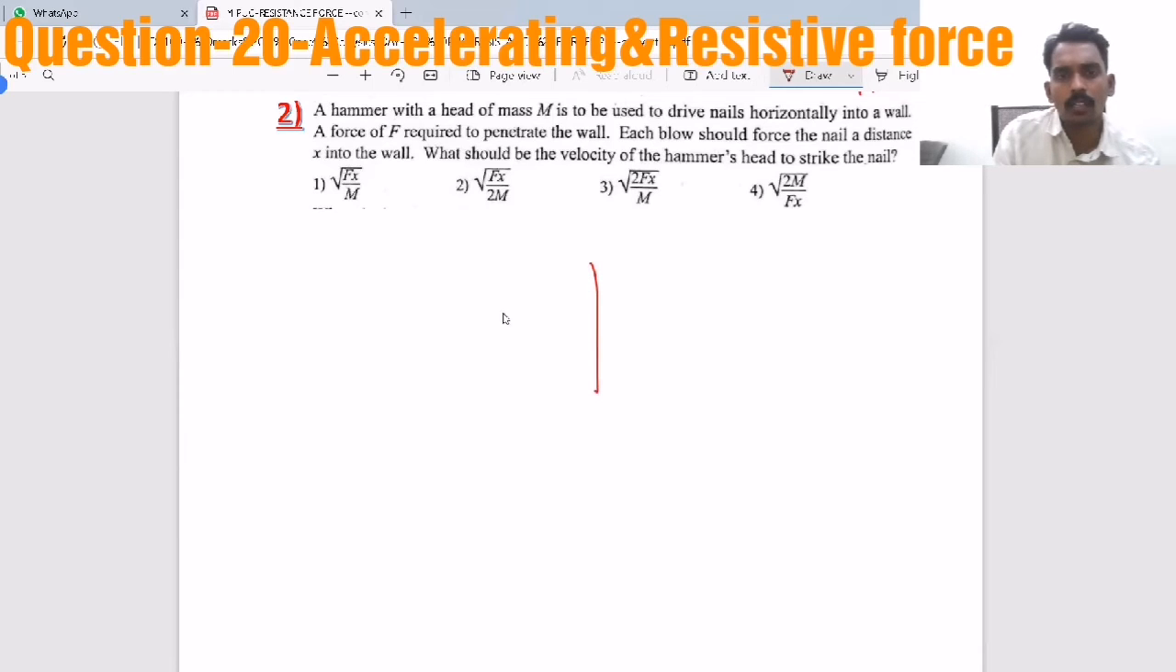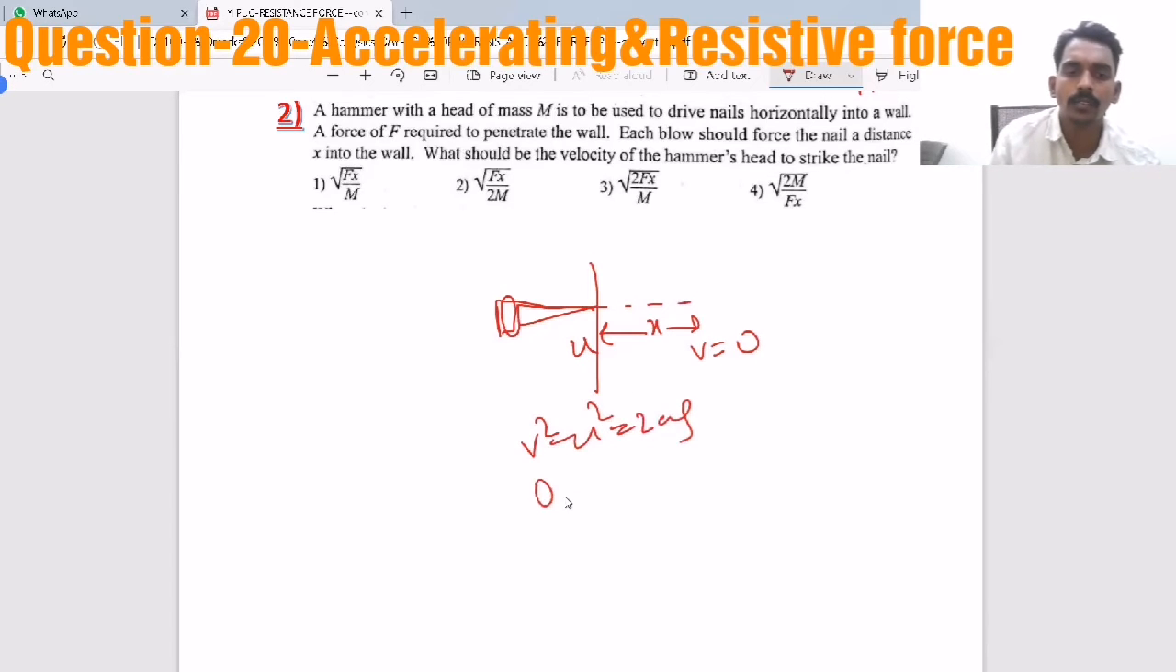See, suppose this is the wall. Now, this is the nail. Now, it should go inside by some distance x. Here the velocity is u, and here it will come to rest. Then v square minus u square equals what? 2as. V will be 0, so 0 minus u square equals 2 into minus a into s, because it is a resistive force. It is coming to rest. So here u square equals 2ax.